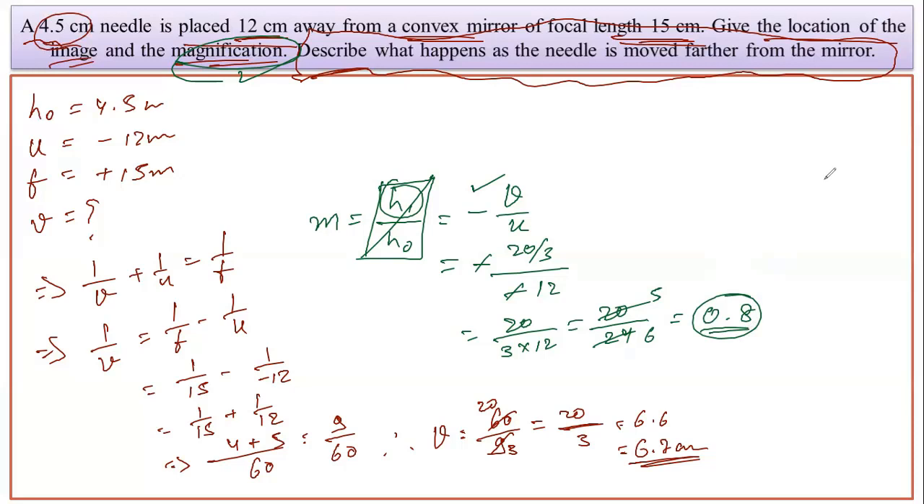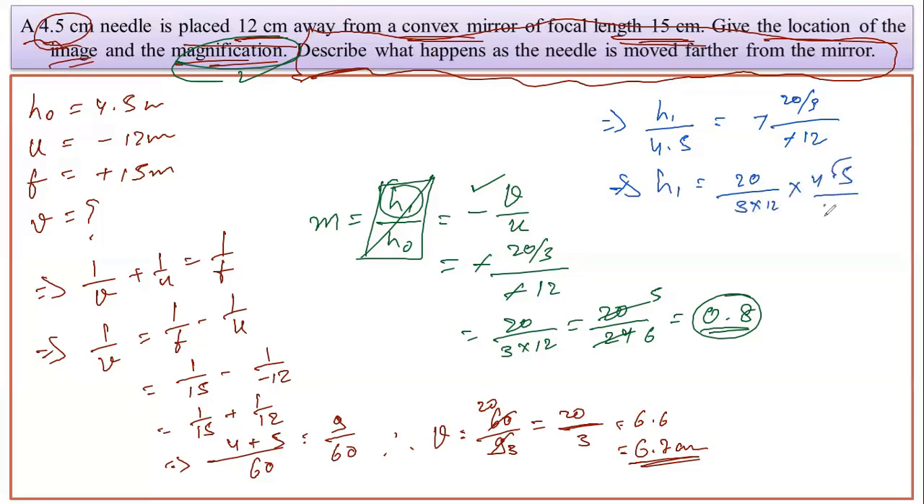Okay, let's see the calculation of height of the image also, because in the previous question I haven't solved for the height of the image. So if I have to go for the calculation of the height of the image, what would it be? Height of the image upon height of the object, which is given 4.5, is equal to minus v, so minus 20 upon 3 by minus 12. This minus and this minus will be cancelled. So height of the image is equal to 20 upon 3 into 12 into 4.5. If I remove this decimal, I will get 10. So this 0 will be cancelled.